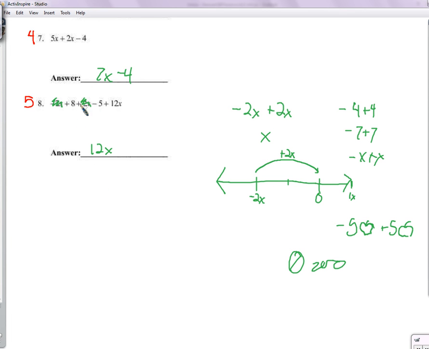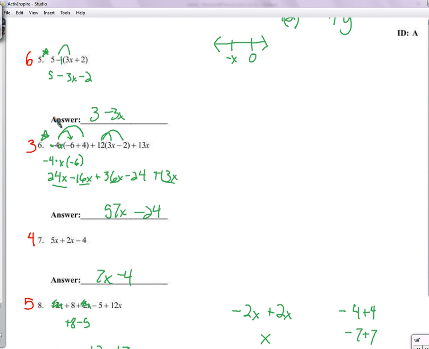And just be careful when you're combining these. I saw some 13s, and just pay attention to what's happening here. We have a positive 8, and we have a negative 5 here. 8 minus 5 is just 3. Okay, so just take it slow. Slow is smooth. Smooth is fast. Remember that.